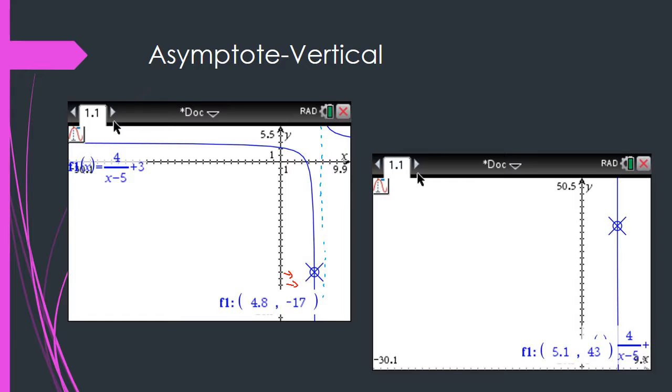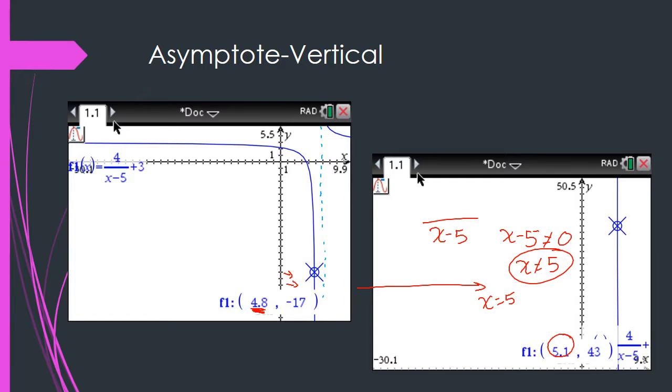As I hit the left arrow, I have 4.8. Then the next time I hit the left arrow, it jumps to this graph, and now I'm at 5.1. So I know that there is no value at x equals 5, and that verifies algebraically because we had over x minus 5, and x minus 5 cannot equal 0. It doesn't equal 0 when x is equal to 5, so it can't equal 5, which is then our asymptote.